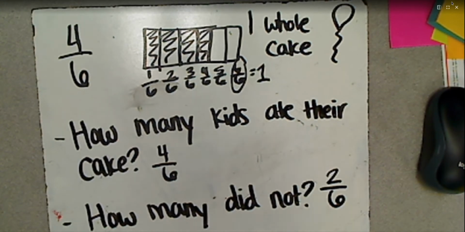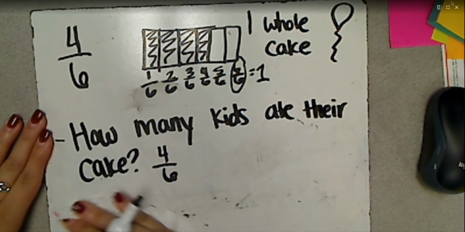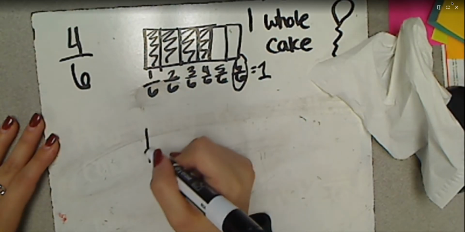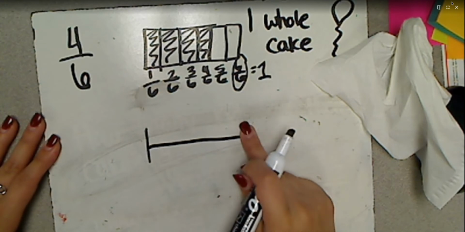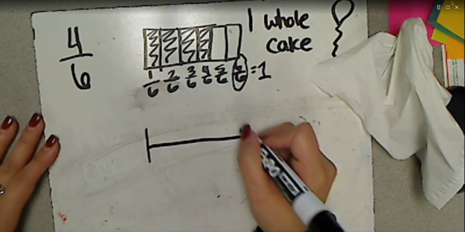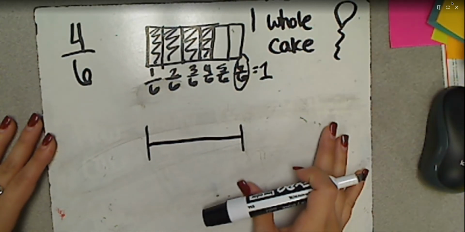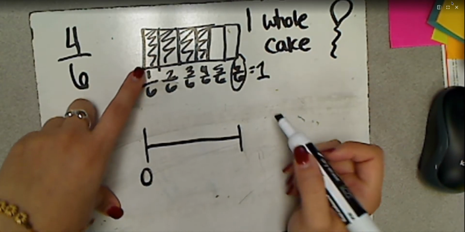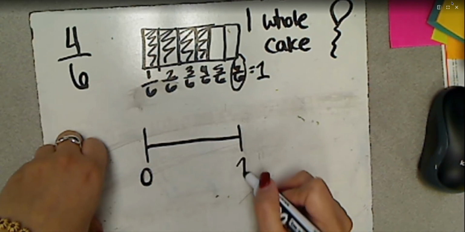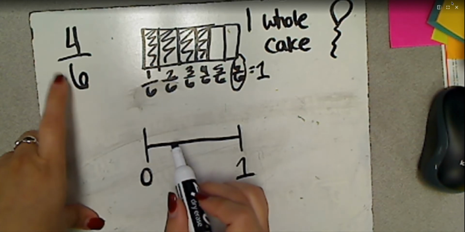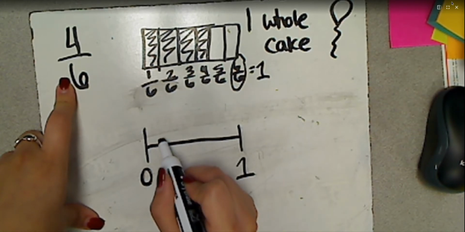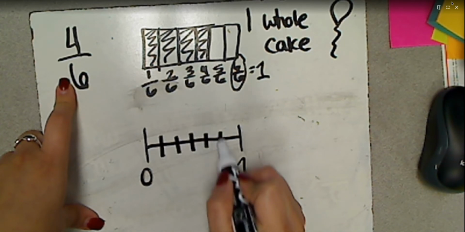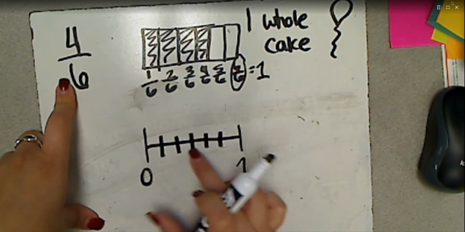Now, that's just a refresher. Let's go ahead and come back to this whole 4/6. Let's remember that we can also show a fraction on a number line. So I would start at 0, and we can make it go all the way to 1. Now, if I have 6 people, I'm going to break it into 6 parts. So 1, 2, 3, 4, 5, 1, 2, 3, 4, 5, 6.